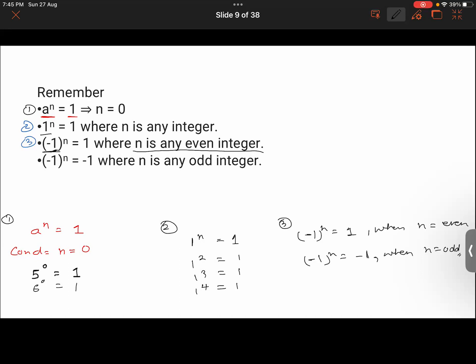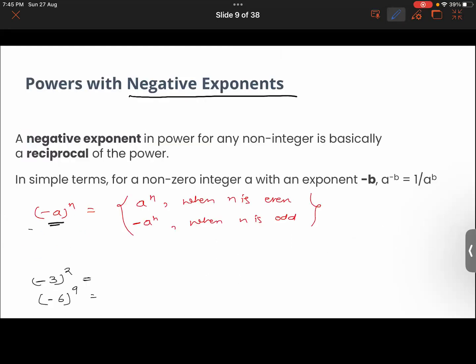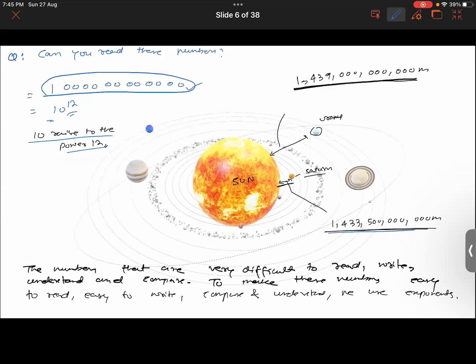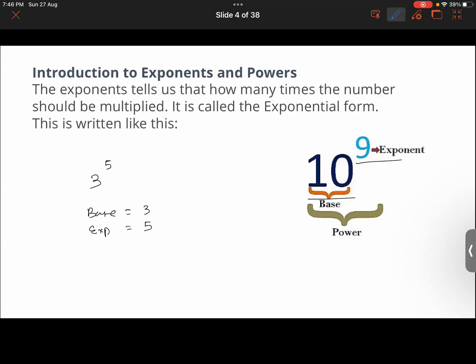Okay, so the fourth thing. Ahmed, you have joined a little bit late, so let me quickly summarize whatever we have discussed in the chapter. We have already started the chapter Exponents and Powers. Previously you must have studied about squares and cubes, so that is what the chapter will be about.